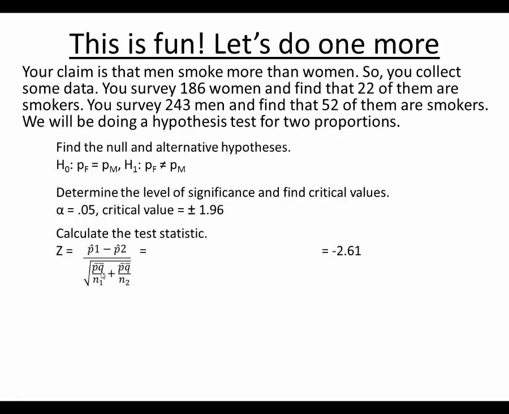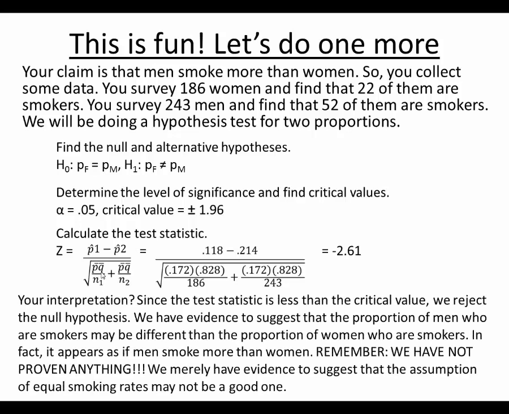P bar is simply the proportion of smokers in the entire group. So assuming that men and women smoke at the same rate, we can lump them all together. There are 74 smokers out of 429 people. That becomes our P bar, and then Q bar would be the complement of that, 1 minus P bar. So there's our little involved test statistic, and it comes out negative 2.61.